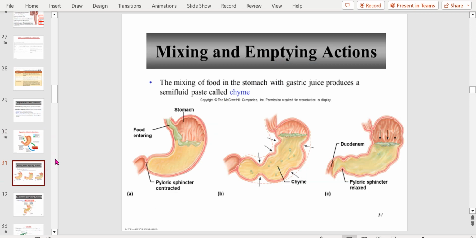Mixing and emptying. The mixing of food in the stomach with gastric juices produces a semi-fluid paste called chyme. So your food comes in, you just chewed it, and then it mixes all in here, and now it's all broken down into this food slurry, completely dissolved, and then it's released into the duodenum for absorption. The pyloric sphincter relaxes, and the food squirts in. Chyme.